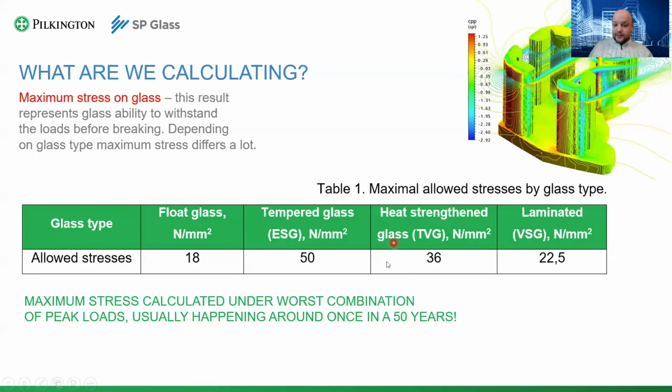Heat strengthened glass is something in between tempered and normal. And laminated glass is only marginally higher than normal float, simply because the interlayer, which connects the two glass panes, gives it a better ability to resist loads and a better maximum stress.